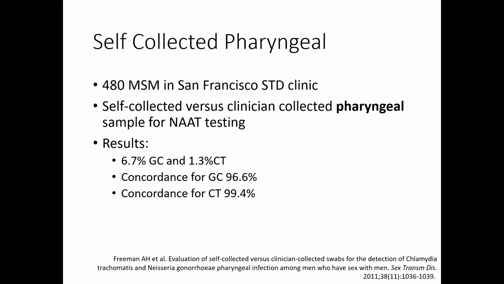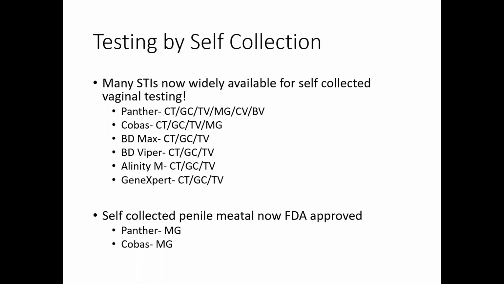Their rates actually were, it seems like, fairly low for gonorrhea and chlamydia in a high-risk population, but the testing results of patient-collected swabs were very good here as well. So again, people can accurately swab their own pharynx and rectum. So what kind of testing is currently FDA available?